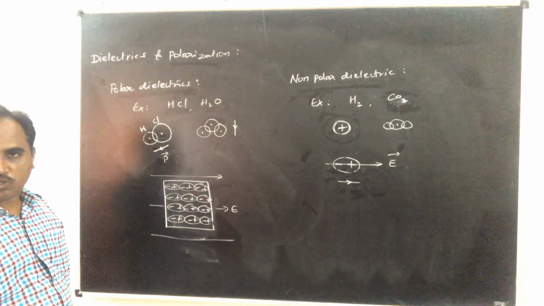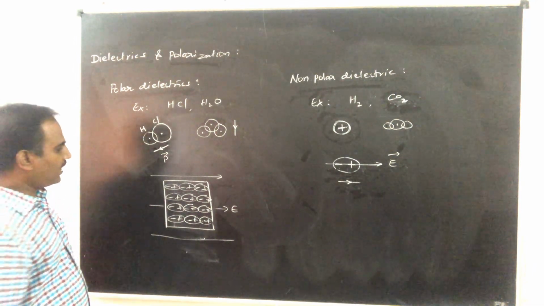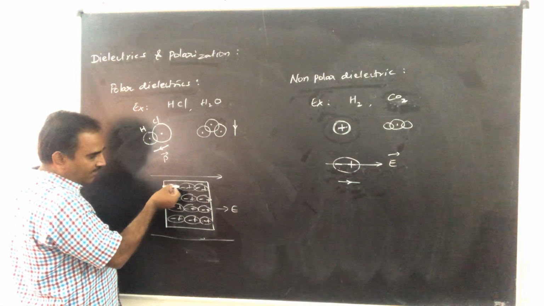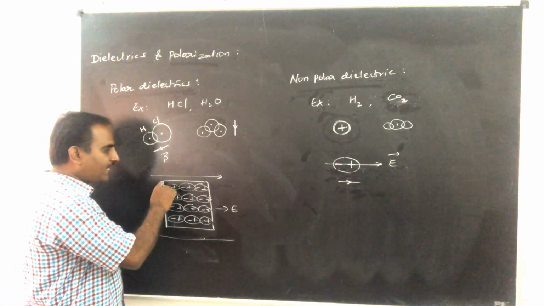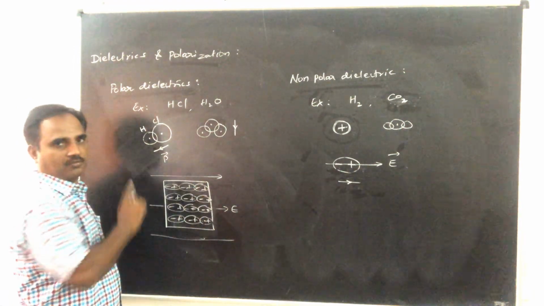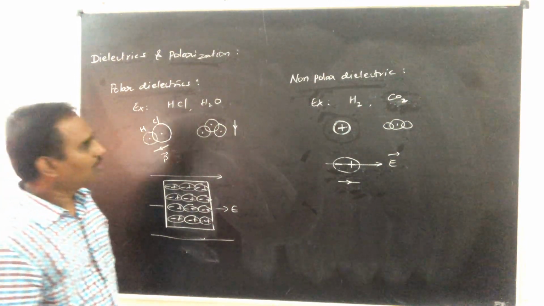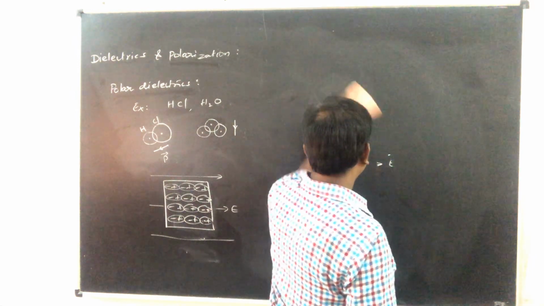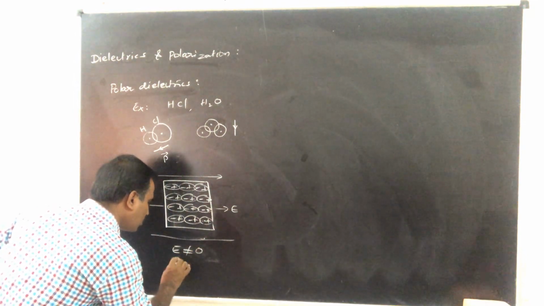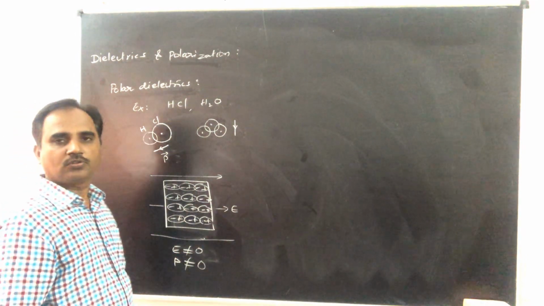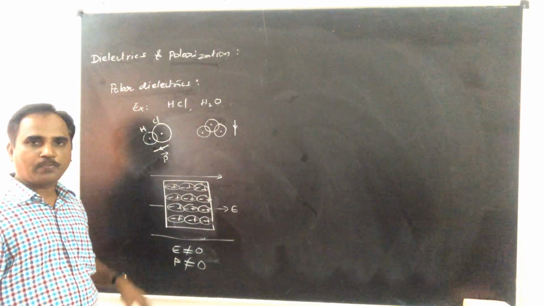So when a dielectric medium is polarized, dipole moments of all the molecules will add up. See, this has got dipole moment in this direction, this also has got dipole moment in the same direction. So then there is a net dipole moment for the entire dielectric. There is a net dipole moment for the whole dielectric. See, when E is not equal to 0, this P is not equal to 0. So due to dielectric polarization, this dielectric has got a net dipole moment.